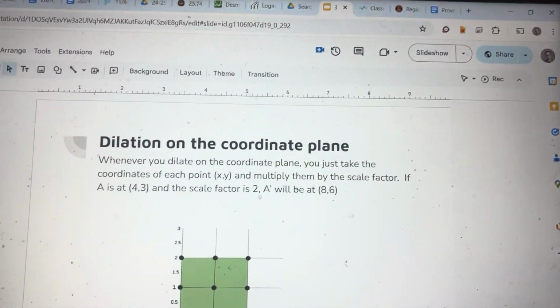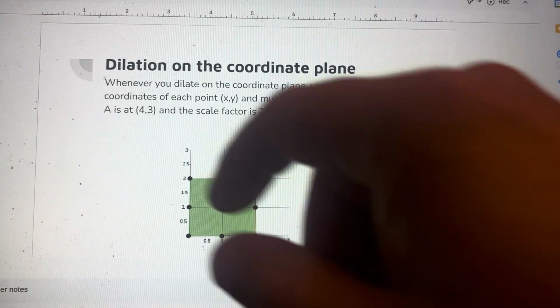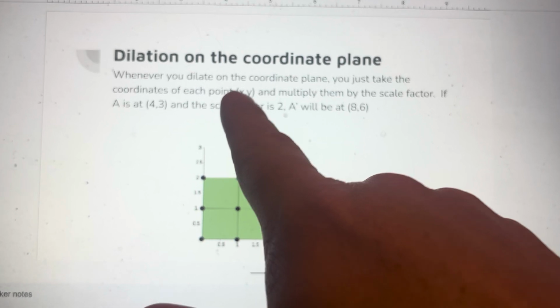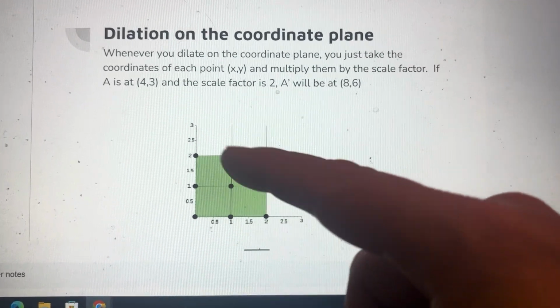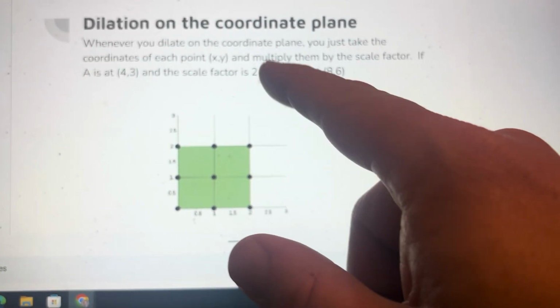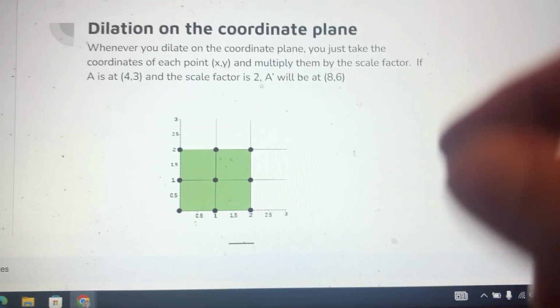Our next one, dilation on the coordinate plane. Anytime we have dilation on the coordinate plane, we're just going to take the coordinates of the point and then multiply them by the scale factor. So if point A is at (4, 3), the scale factor is 2. A prime is going to be 4 times 2 is 8. 3 times 2 is 6.